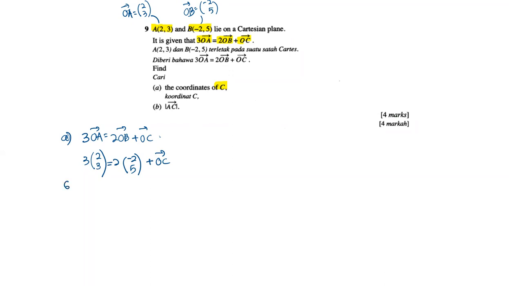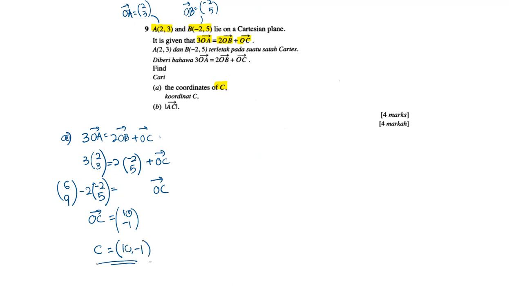So 6, 9 minus this thing equals OC. Then we get OC as 10, -1. So when you get the vector, that means the coordinate C will be 10 and -1. Like that. Okay, B.